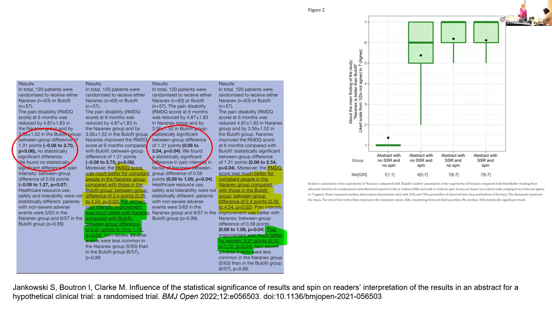So people are starting to believe that Naranex is better than Bulopill, even though your primary result is not statistically significant. So when the primary result was statistically significant, they believed that the Naranex was better than the Bulopill, regardless of spin. So the spin is really only having an effect on the belief about the outcome when the result's not statistically significant.